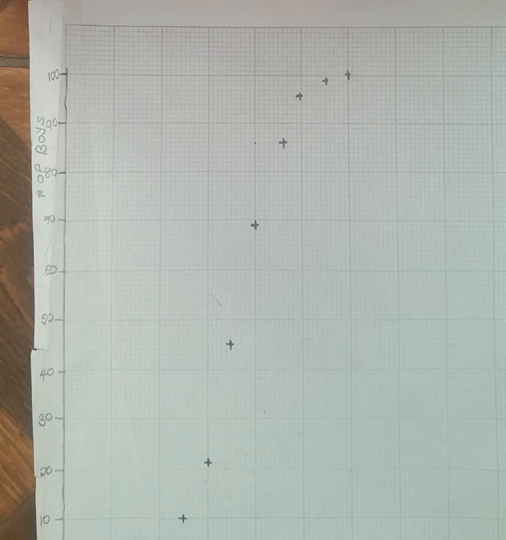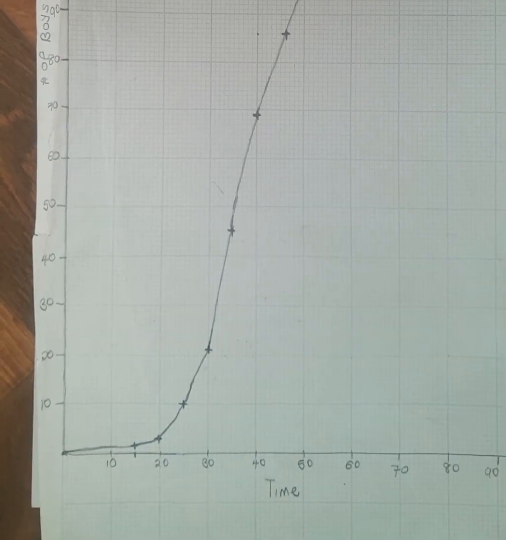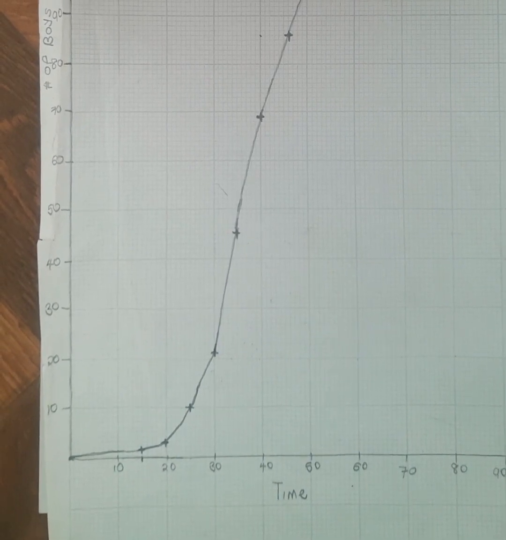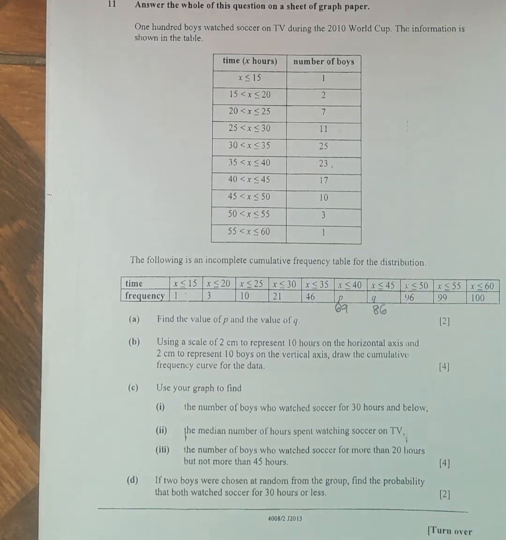So I'm going to join all these points with a smooth curve. That curve is going to represent the cumulative frequency distribution graph. So this is our cumulative frequency graph. It looks like this. So in part C, we want to find the number of boys who watched soccer for 30 hours and below.